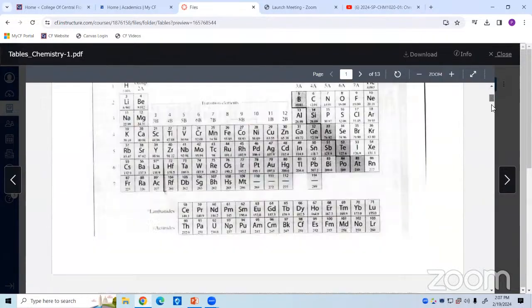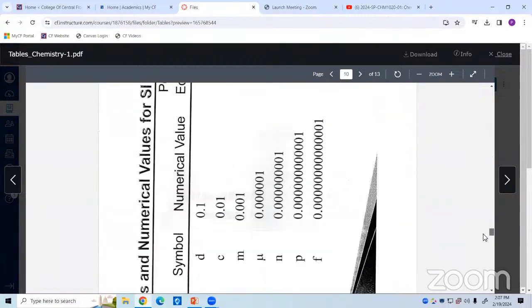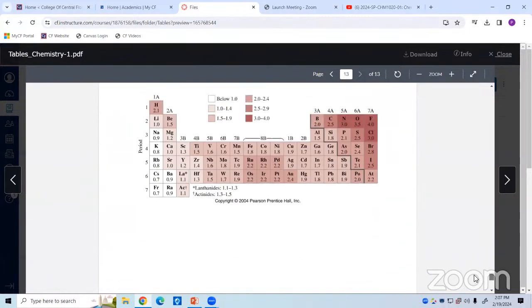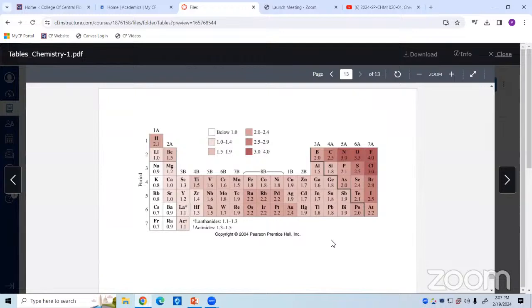I don't think I have to download. Let me just scroll down here. I think it's the last page right here. So this is a more comprehensive table with the different electronegativity values of different elements. So this is what you'll use if you're required to use it when it comes to questions involving electronegativity.